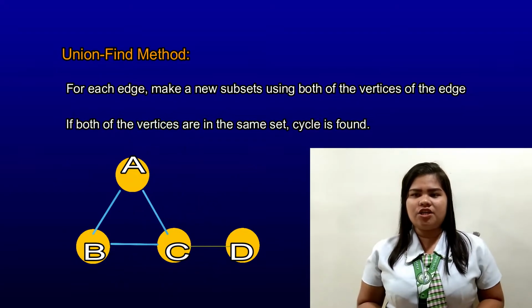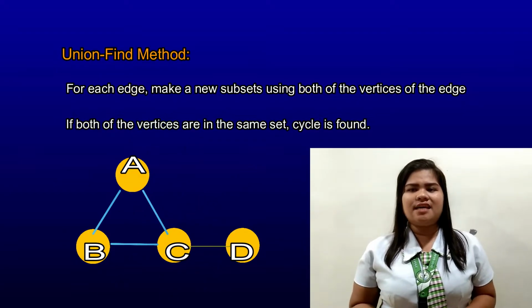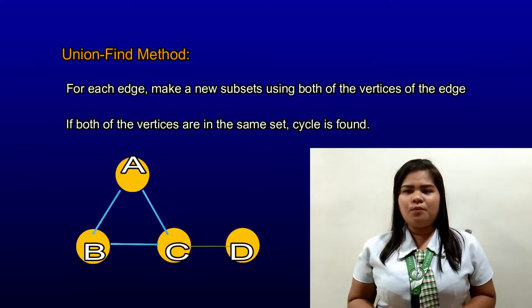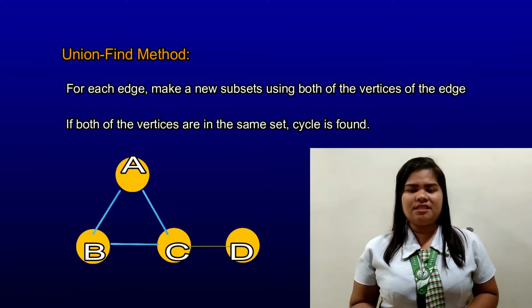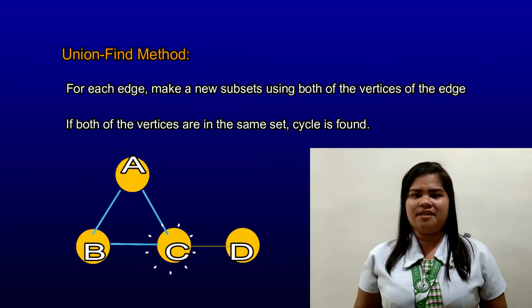This is the illustration of a graph that has a cycle. We added one more node to see that we have a cycle with vertices A, B, and C.